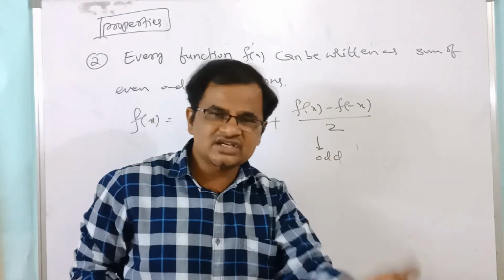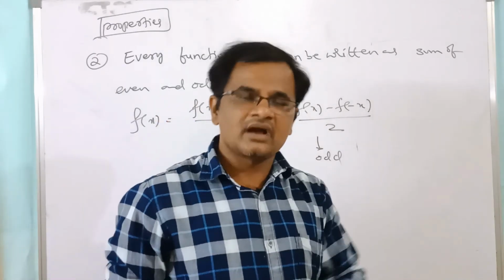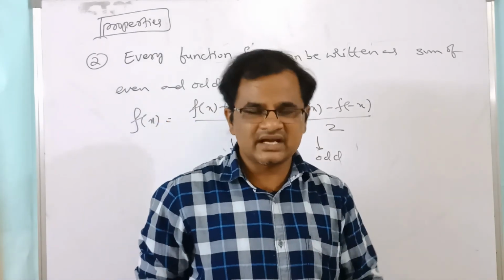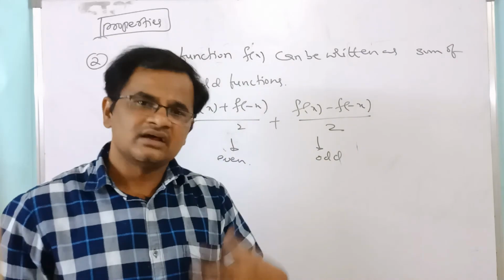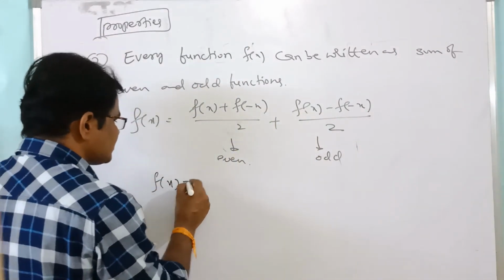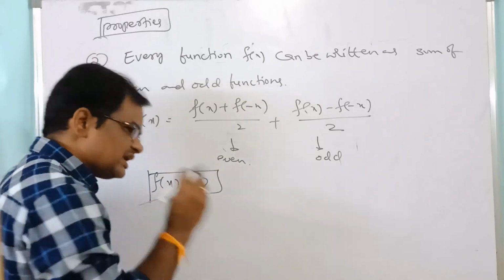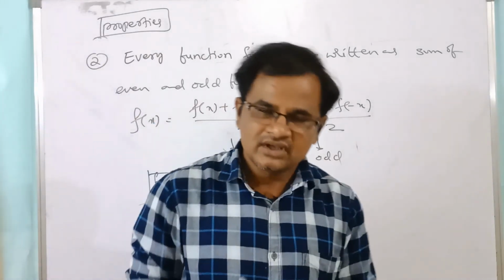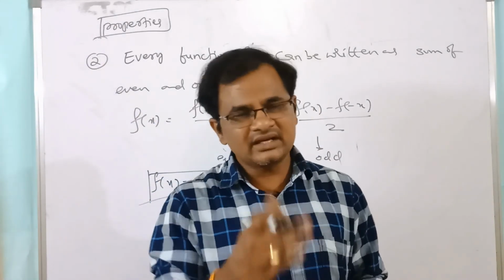And a function may be even or odd or neither also, because some functions are neither even nor odd also. And one function is there, that is f of x equal to 0, which is both even and odd function. Okay, this is about the even and odd function.